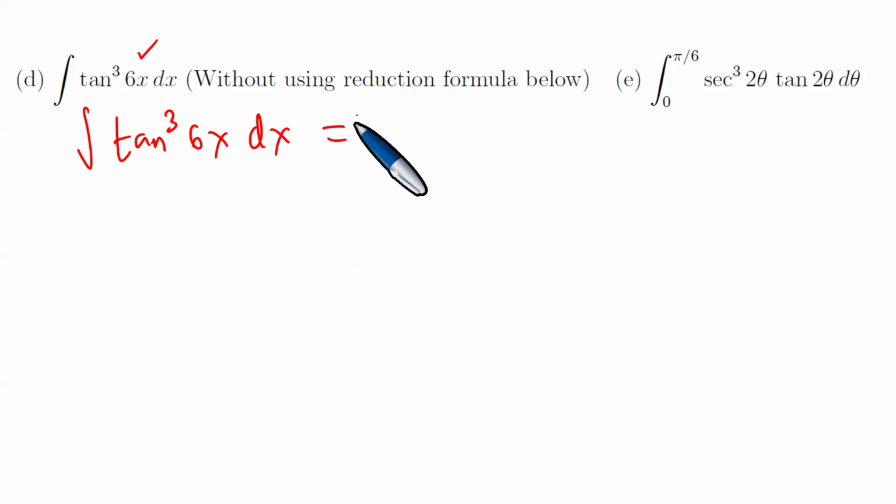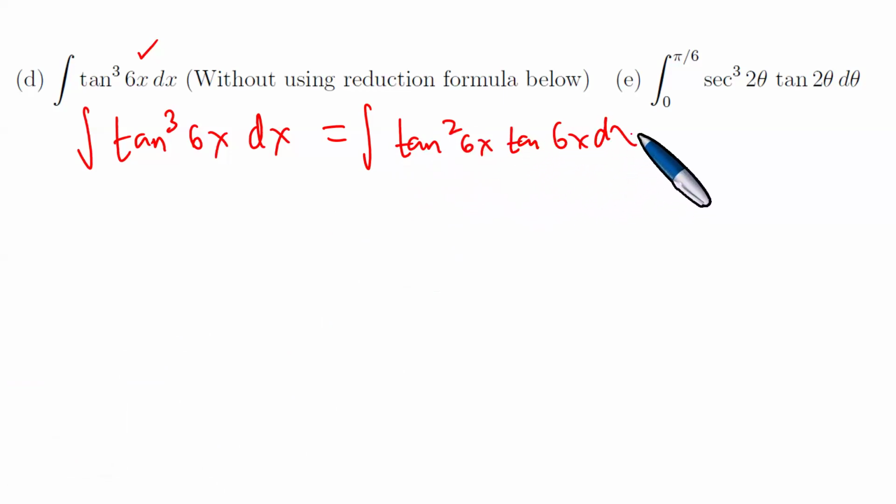First things first, this can be seen as the integral of the tangent squared of 6x, the tangent of 6x dx. Meaning we have the integral of, what is the tangent squared?